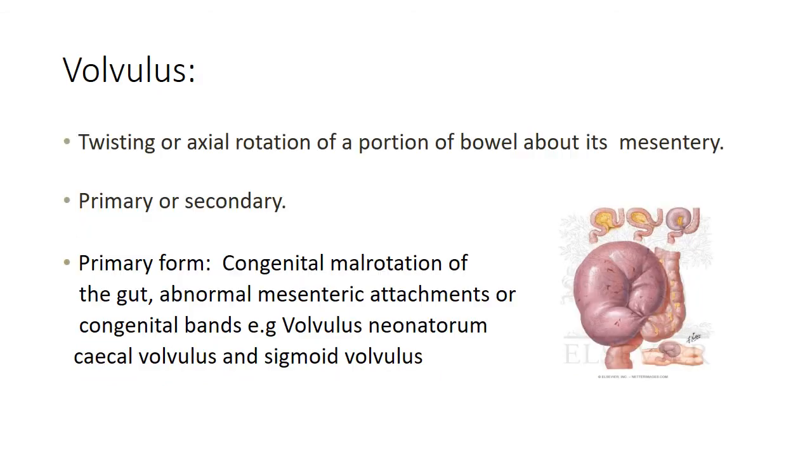Next important thing that we need to know is about volvulus. Volvulus is a twisting or axial rotation of a portion of bowel about its mesentery. It may be primary or secondary. The primary form occurs due to congenital malrotation of the gut, abnormal mesenteric attachment, or congenital bands. Examples of this primary form include volvulus neonatorum, cecal volvulus, and sigmoid volvulus.